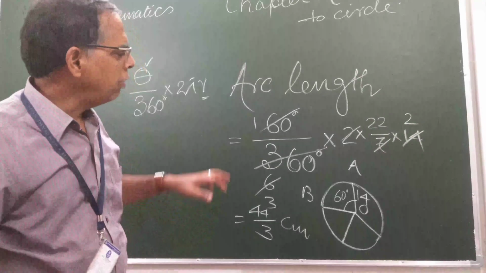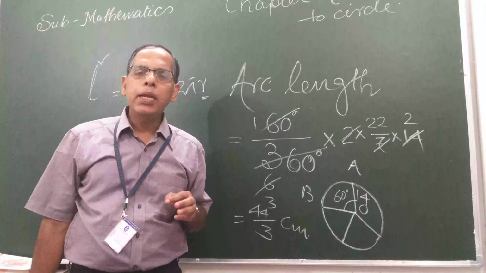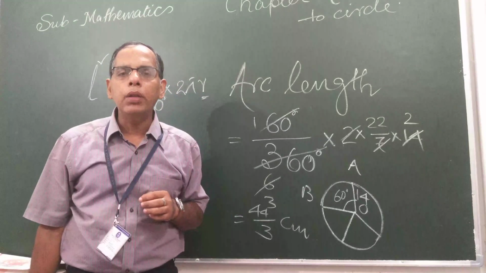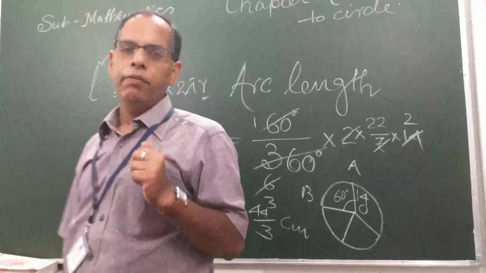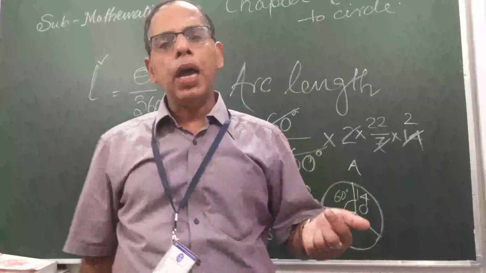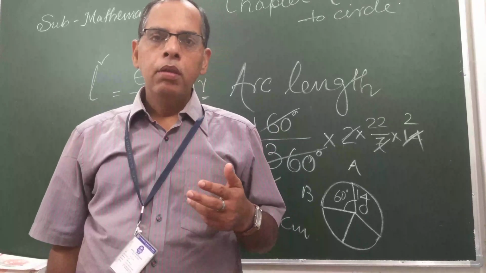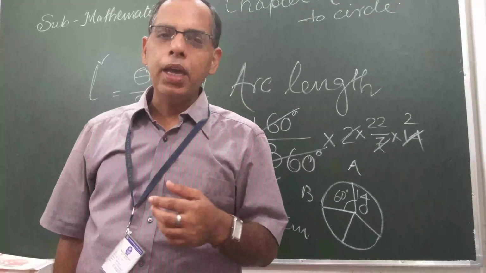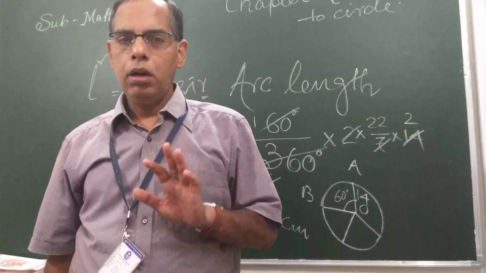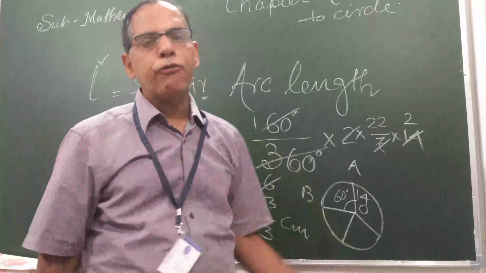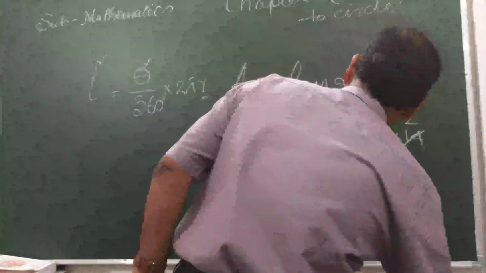So in the first question, I gave the angle and the radius and asked you to find the arc length. Similarly, in a question they may give the arc length and the angle to find the radius. Or they may give the arc length and the radius and ask you to find the angle. So these are the 3 questions that can come by using this particular formula.